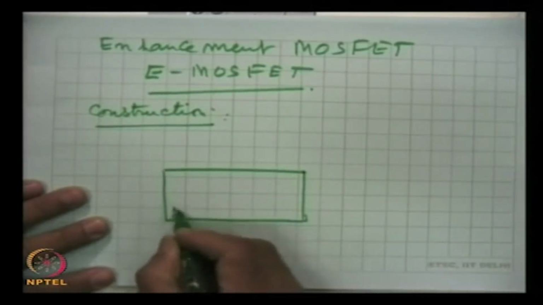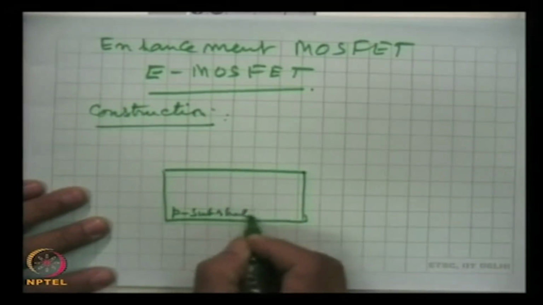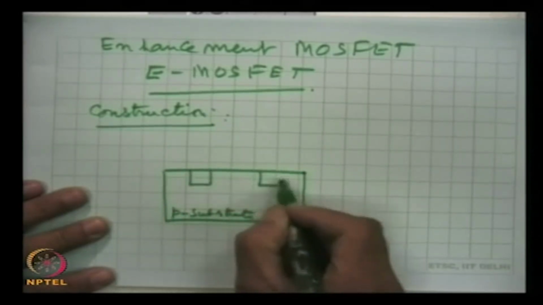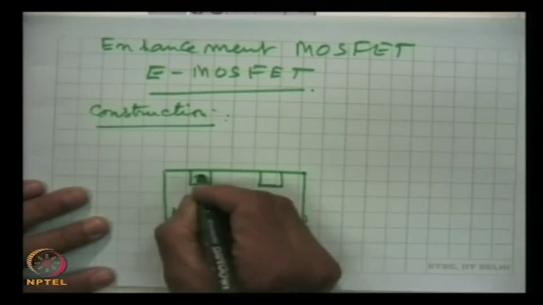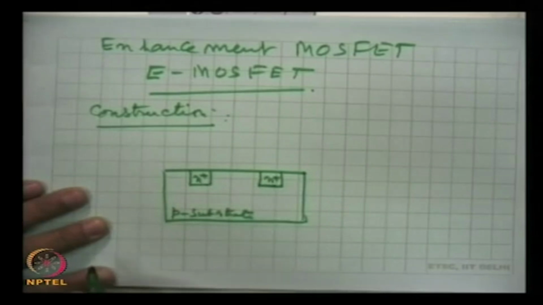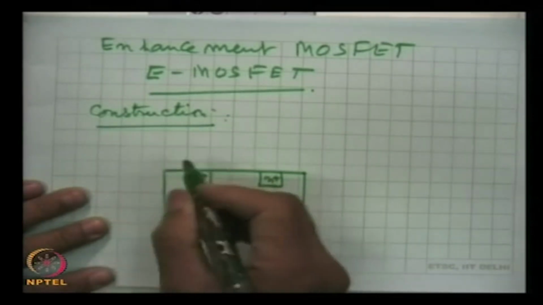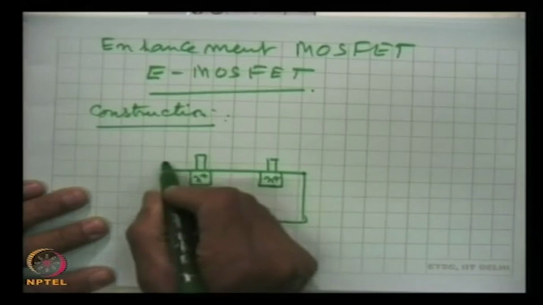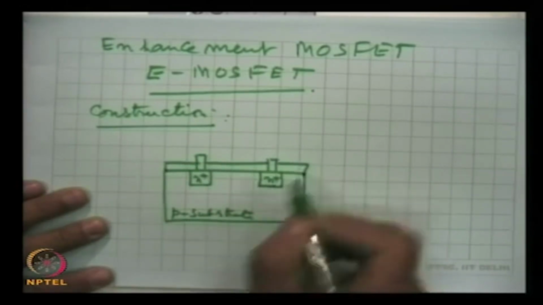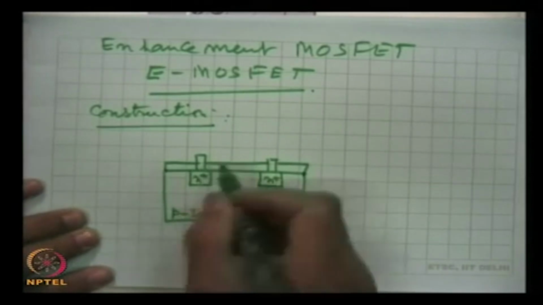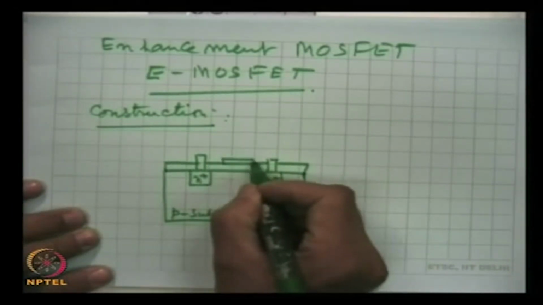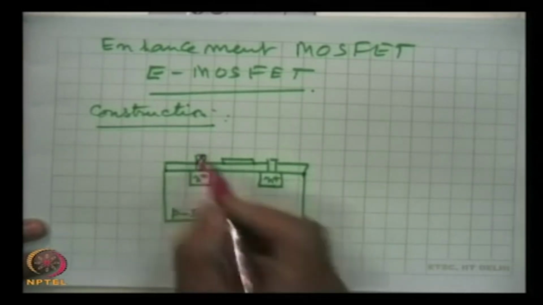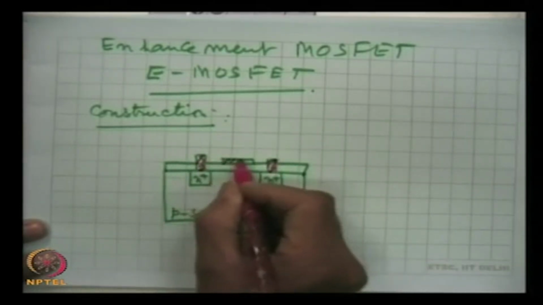This is a P substrate, and here two regions are created, heavily doped N type, and then there is an oxide layer. Over that another electrode, that is gate. So, these are metallic contacts here, here and here.